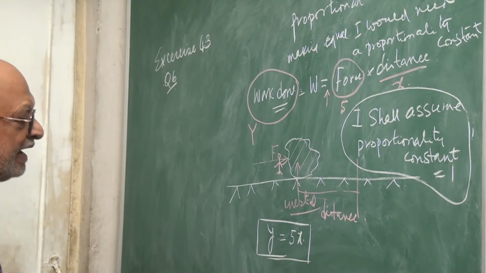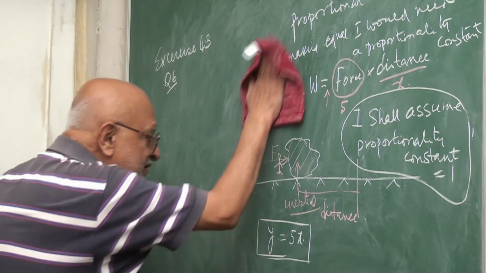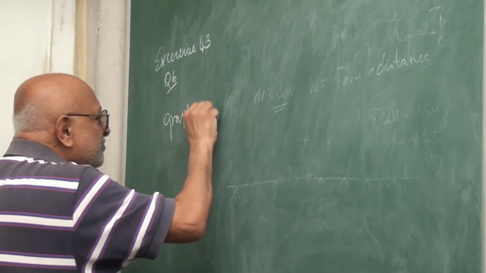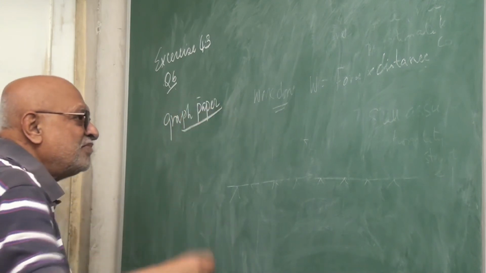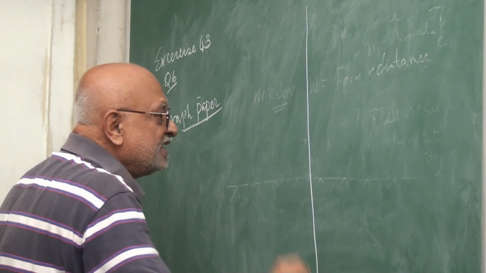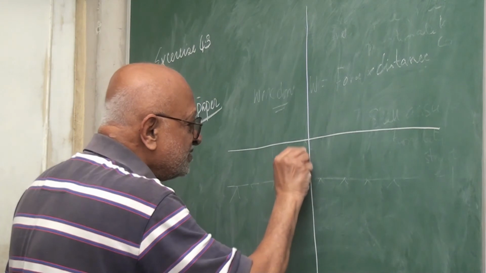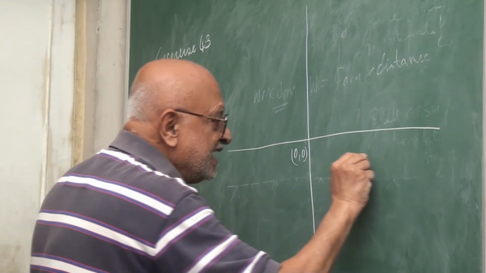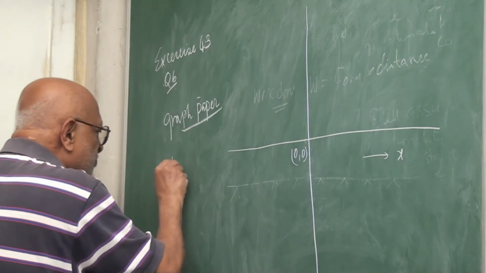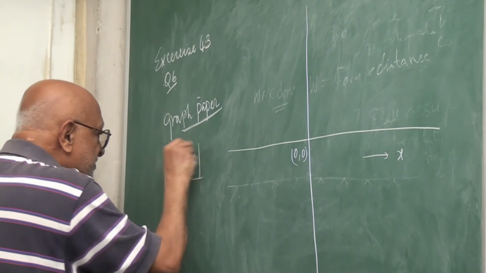Again, now I have to draw a graph paper. We have discussed this. Anyway, for completeness, for whoever must be seeing it for the first time, the graph paper. So how do I do it? Same thing, Cartesian coordinates, x and y. So this is 0, 0 and this is x. And don't forget, I am writing down, y equal to 5x is our equation.